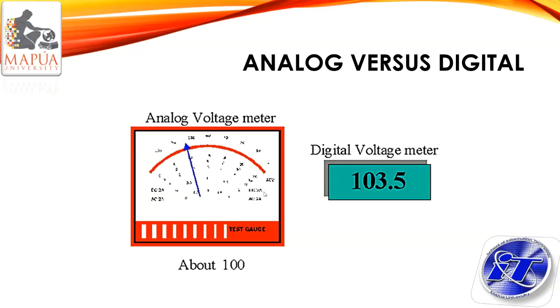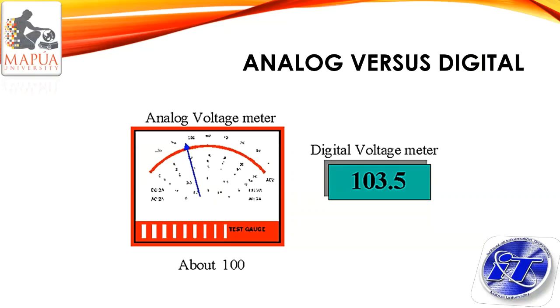Okay, so in analog, when we read it, we estimate the value. While in digital, whatever the value written on the screen, that's the reading. That will be our voltage meter reading. So that's one of the differences between analog and digital. When we read analog, it's an estimated value. In digital, it's specific, exact data.